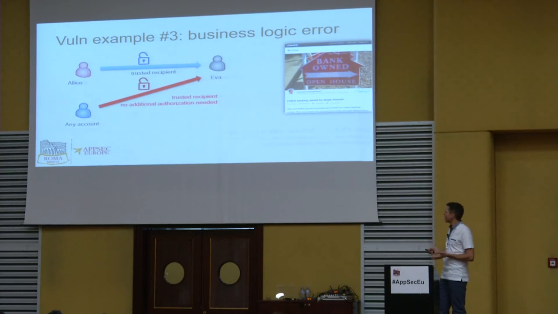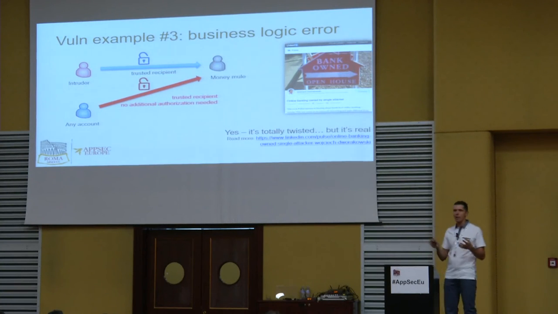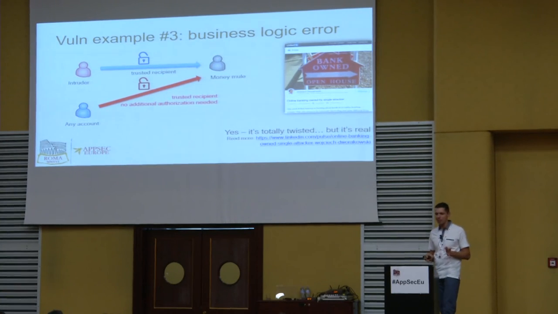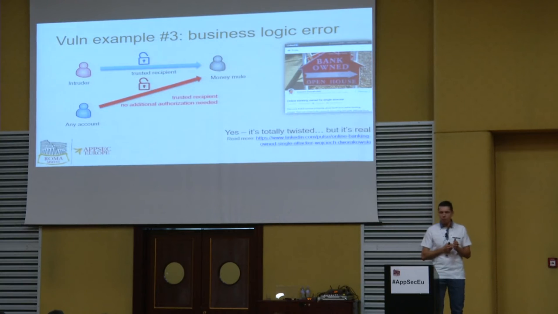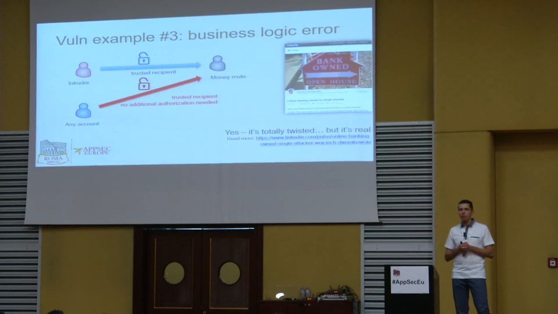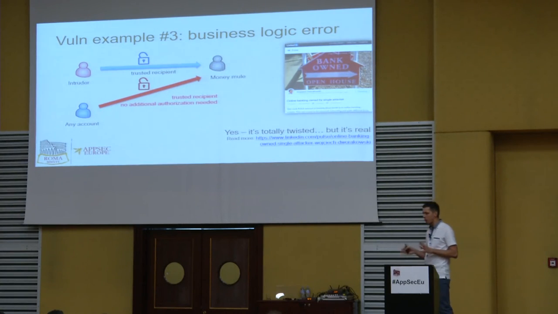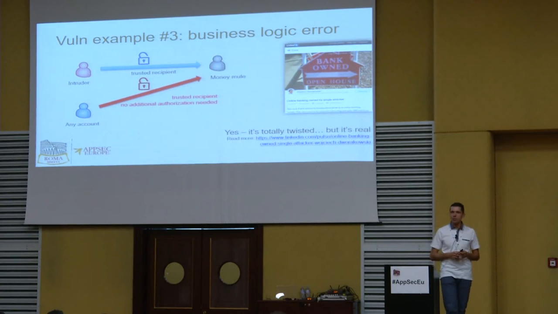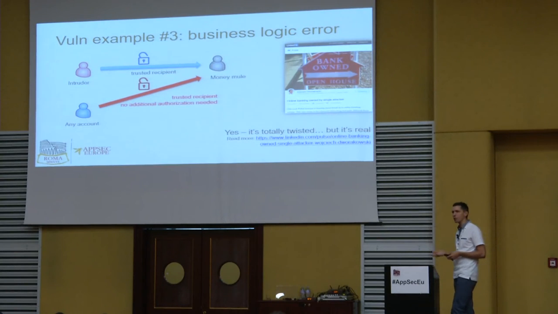So the attacker could just do any transfer to his money mule, and then he could pump out the money from any account to this money mule without any additional transaction authorization. I know it's totally twisted, but this is a real example from a real attack. In this case, the attacker was trying to pump out about €500,000 using this method, but he was detected by some kind of internal transaction monitoring system, and all transactions were blocked. Unfortunately for him, but fortunately for the bank.